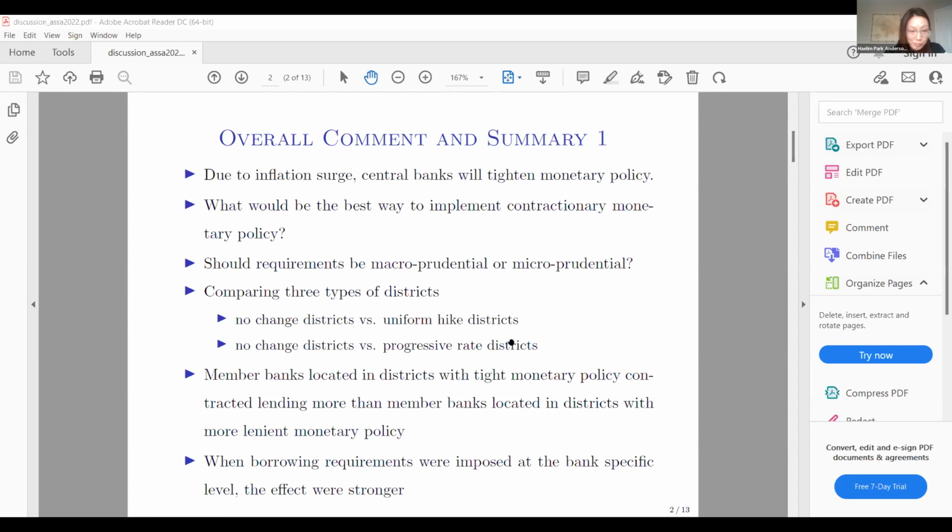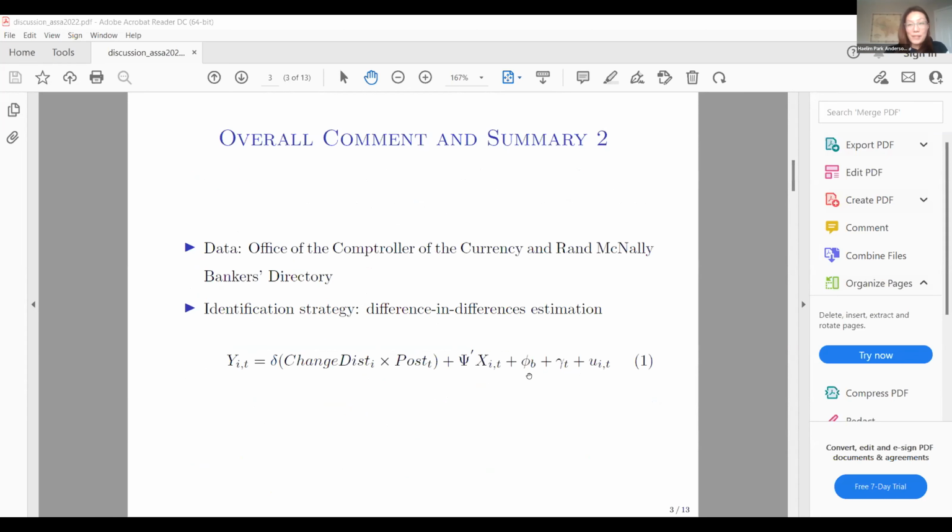Now what he found is that member banks located in districts with tight monetary policy contracted more than member banks located in more lenient districts, and when borrowing constraints were imposed at the bank-specific level, which means a progressive policy, the effect was larger.